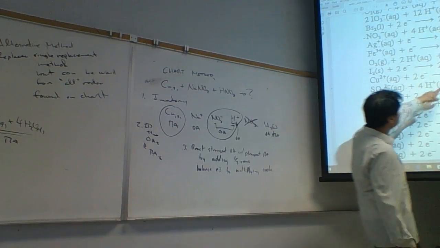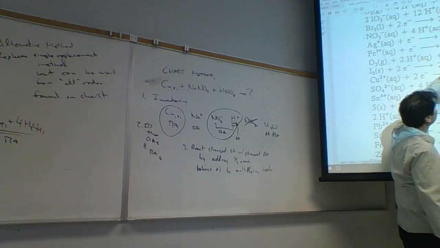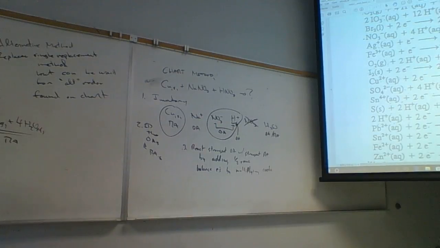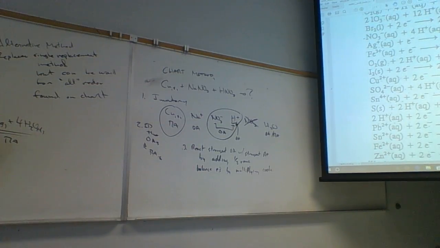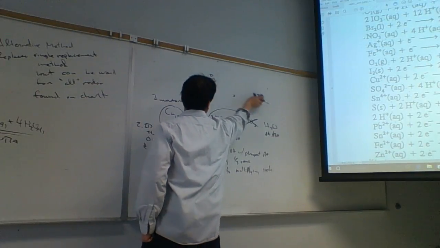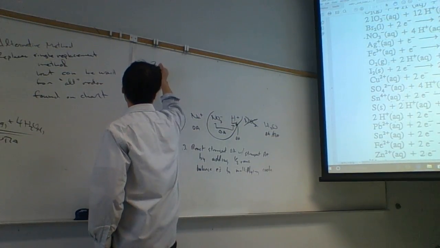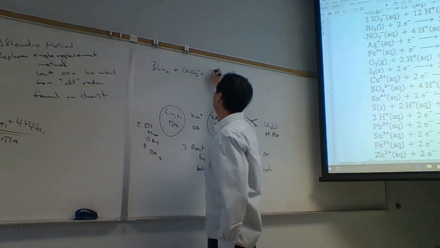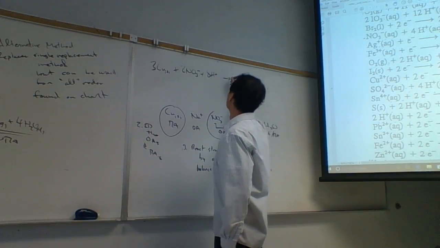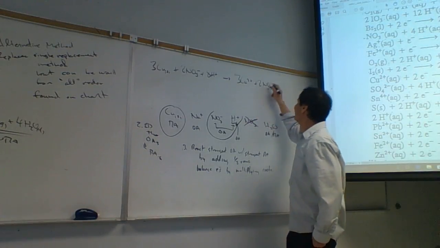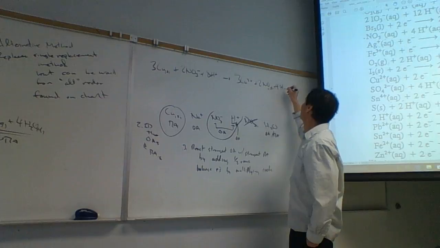So copper must be a stronger reducer than NO and H2O. Copper is closer to lithium, so copper is a stronger reducer. And so this is going from strong reducer to weaker reducer. And therefore we have reaction. And so the overall reaction is going to look like this. Let me just rewrite it: 3 copper solid plus 2 nitrate plus 8 H plus yields 3 copper 2 plus plus 2 NO gas plus 4 H2O liquids.